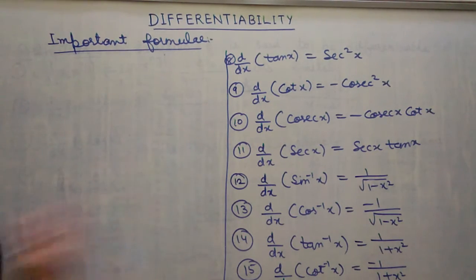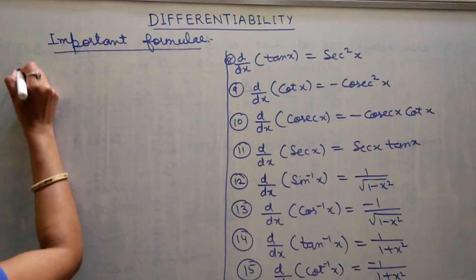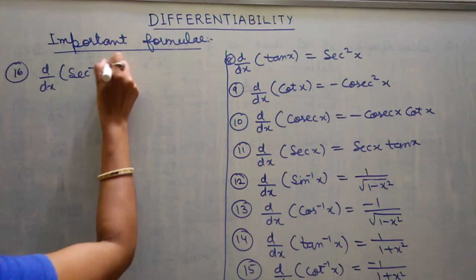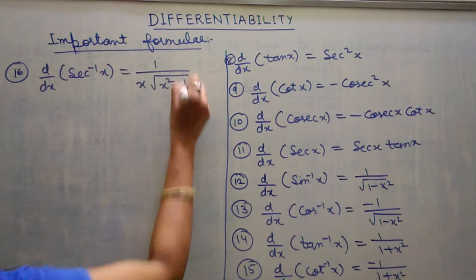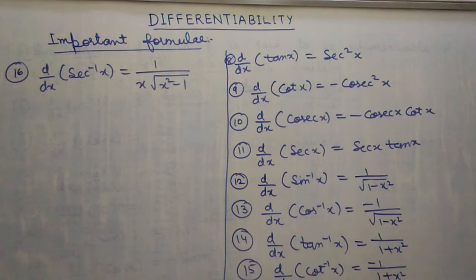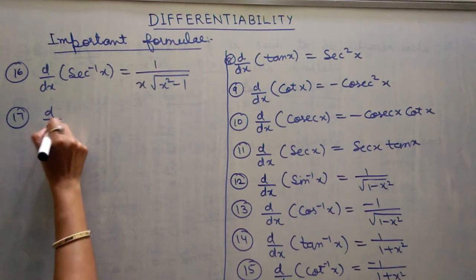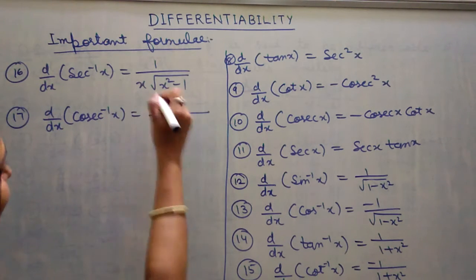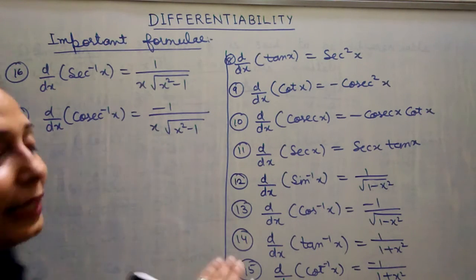16th formula is derivative of secant inverse x, that is 1 upon x under root of x square minus 1. Now 17th formula, derivative of cosecant inverse x. There is only one sign change between these two formulas. So these are the basic formulas of derivatives.